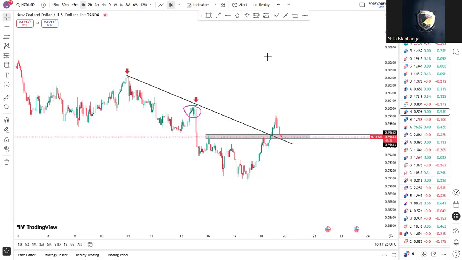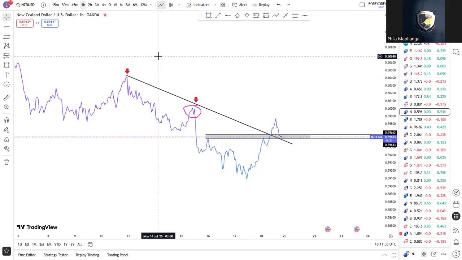What do you guys see again? What do you guys see? Let me use a line chart. Guys, I said in the beginning of a new trend, that's where we get supply and demand. This is the beginning of a new trend.